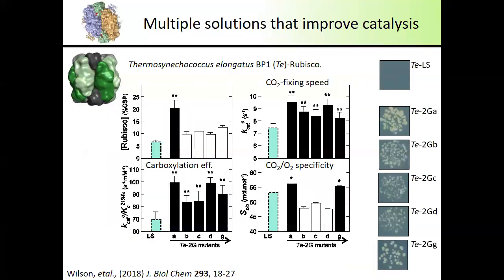So you go and you measure the Rubisco content, how much of the Rubisco is made in these cells. And we can see here that this mutant, which had that valine 98 mutation, actually increased Rubisco production. The others not so much. But then what we saw is that the kcat, or the CO2 fixing speed, of all the mutants was around 10 to 25% faster than the parental enzyme. The carboxylation efficiency was similarly improved. And in 2 cases, we actually improved the specificity for CO2 over O2. So this is actually the first example of an L8S8 enzyme with improved kinetics.